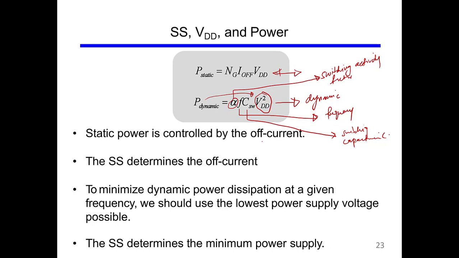So static power is controlled by the off current. It is also determined by the sub-threshold swing. And to minimize the dynamic power, you have to either control the frequency or power supply or the switching activity or the capacitance. We will see some of these factors can be controlled easily, some cannot be controlled. So we will come back to this.